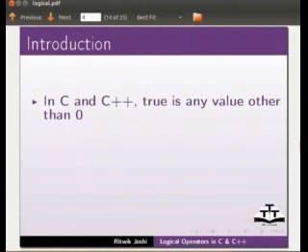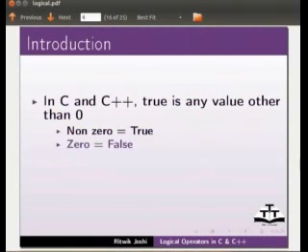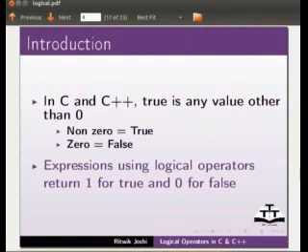In C and C++, true is any value other than 0. Non-zero means true and 0 means false. Expressions using logical operators return 1 for true and 0 for false. Now I will explain the logical operators with the help of an example.